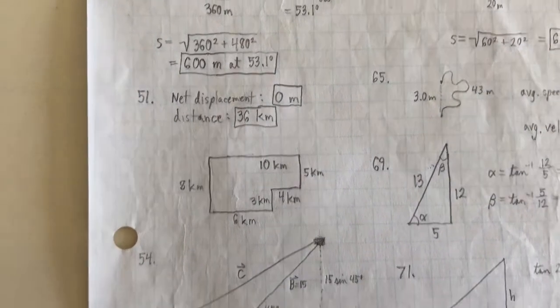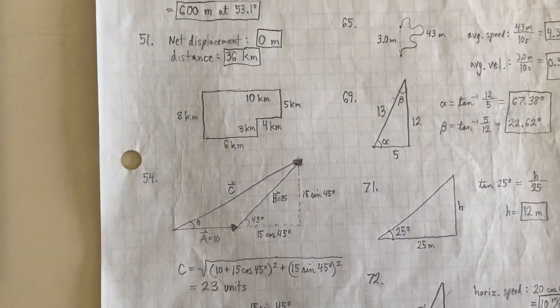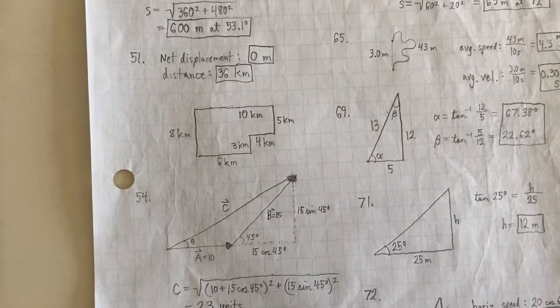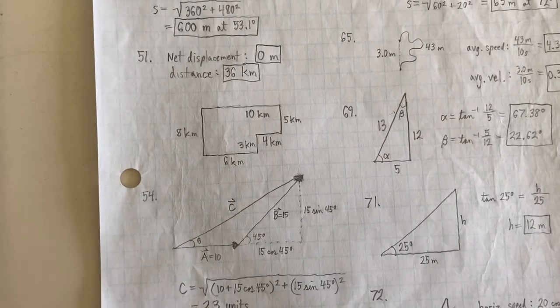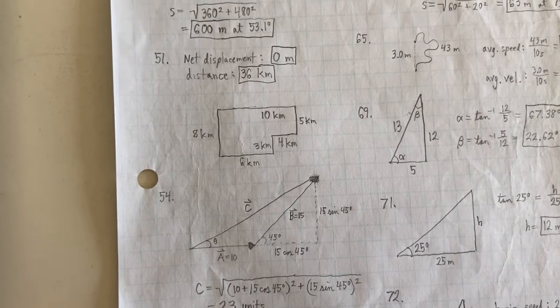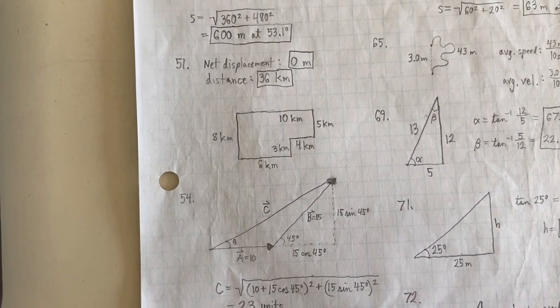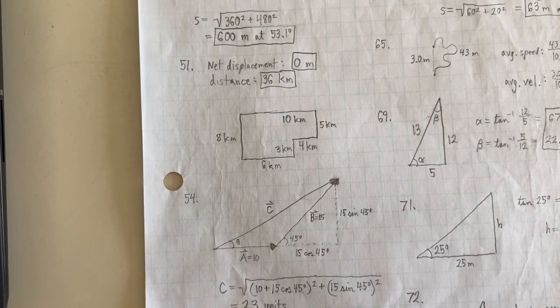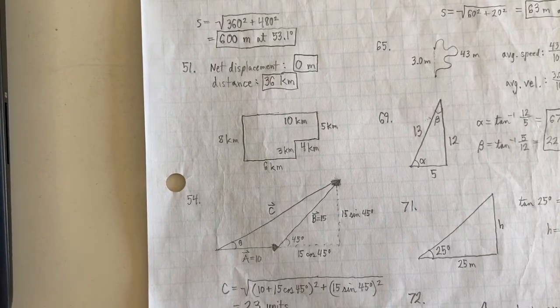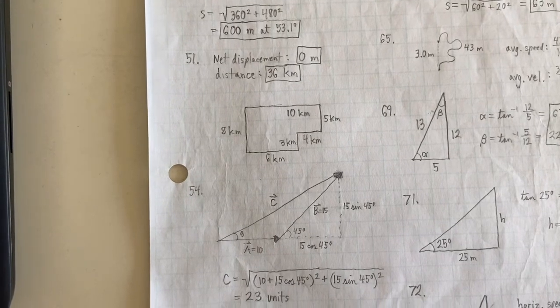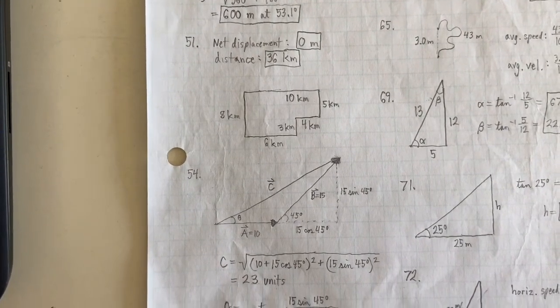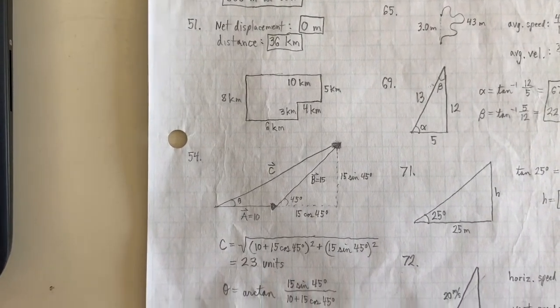All right, let's move on then to number 54. So 54 is saying draw the vector A, 10 units long pointing due east, and graphically add to it the vector B, 15 units long pointing northeast at 45 degrees. Measure both the magnitude of the resultant and its direction.